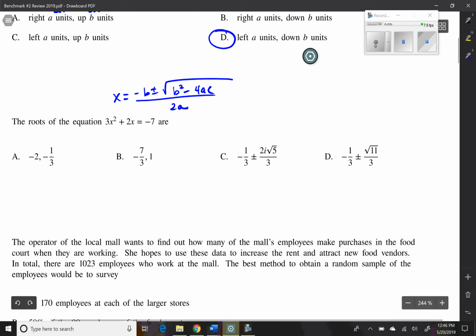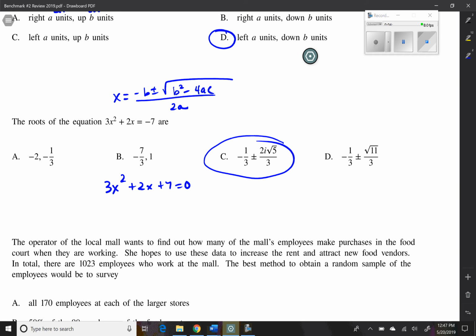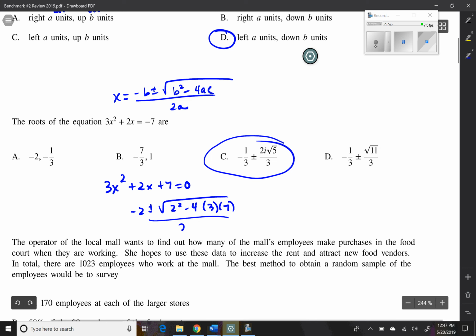So the first thing I have to do is reorder it, so I have 3x squared plus 2x plus 7. A couple things I could do. Since the choices are some imaginary, some non-imaginary, I could graph this and see what it looks like. If I did that, I'd see it would be a graph that's just floating above the x-axis, meaning it's imaginary. So I already know it's this answer. That's the only one with imaginary solutions. Or I could plug in and say negative 2 plus or minus the square root of 2 squared minus 4 times 3 times 7, all over 2 times 3. I then can figure out what we have there.